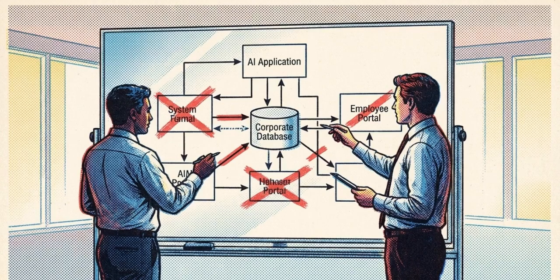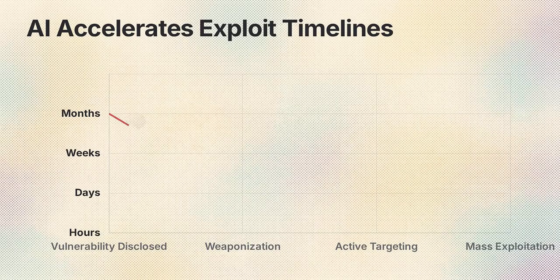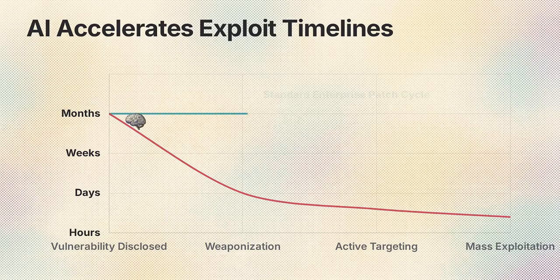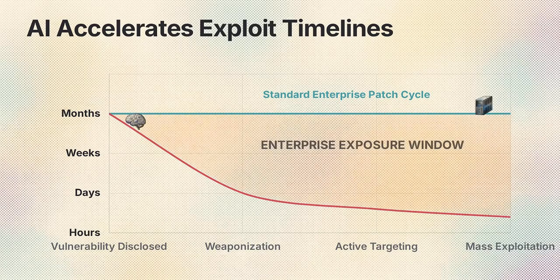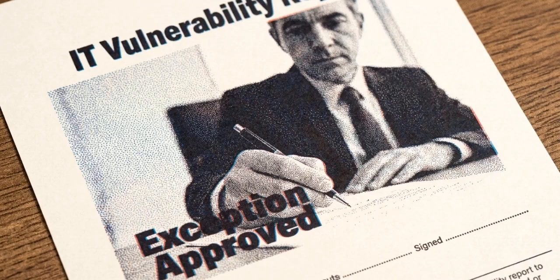AI tools allow attackers to identify weaknesses in legacy software and open-source libraries with unprecedented speed and scale. While an AI-empowered attacker can find and exploit a vulnerability in days, traditional enterprise patch cycles frequently take weeks or months. This creates a massive exposure window. Systems remain vulnerable because of missing asset inventories, untracked dependencies, and unmanaged devices. Machine speed attacks turn delayed software patches into explicit, high-stakes business risk decisions.